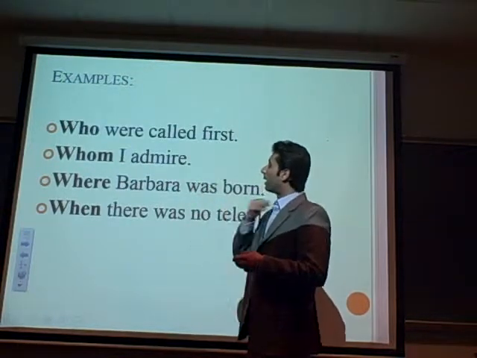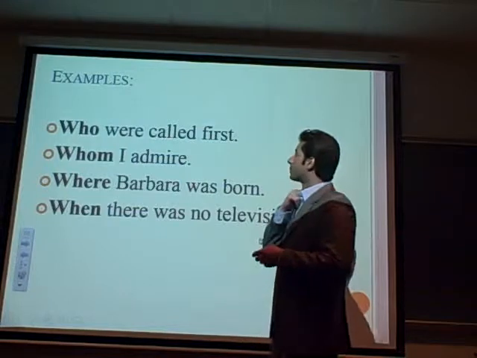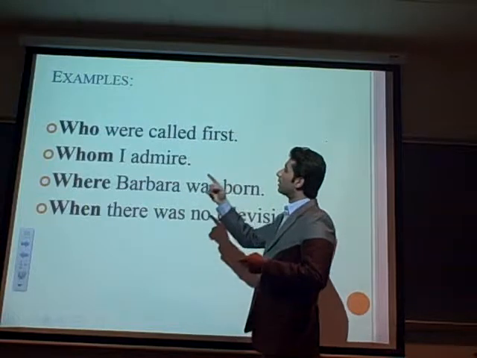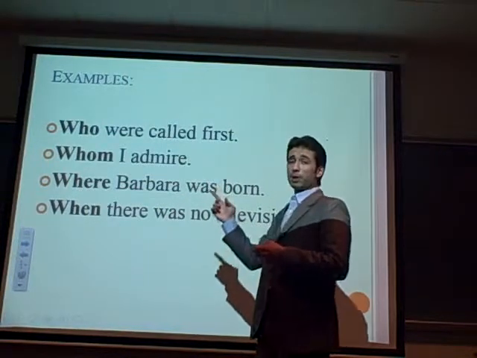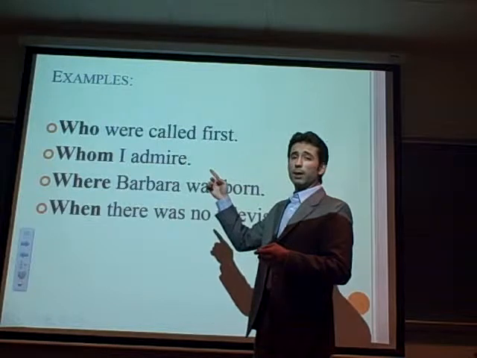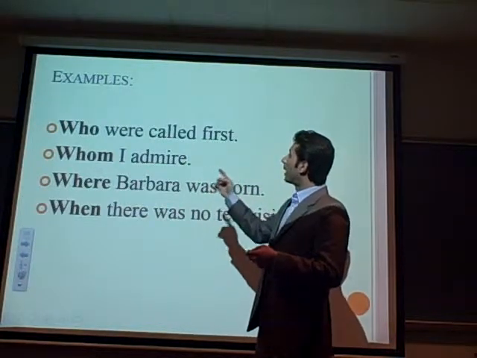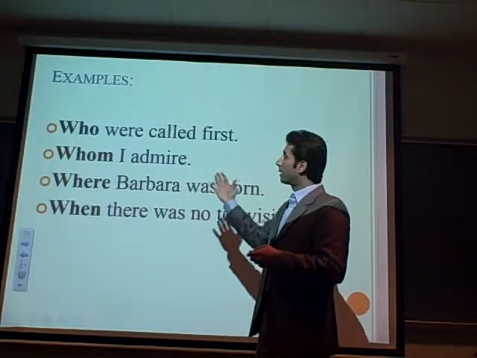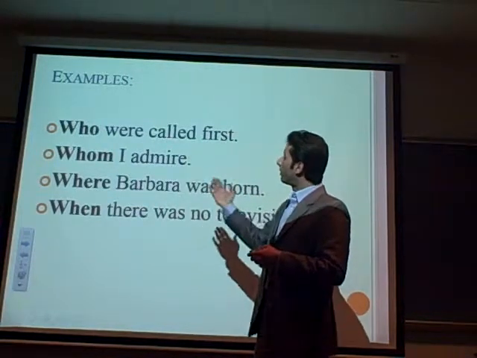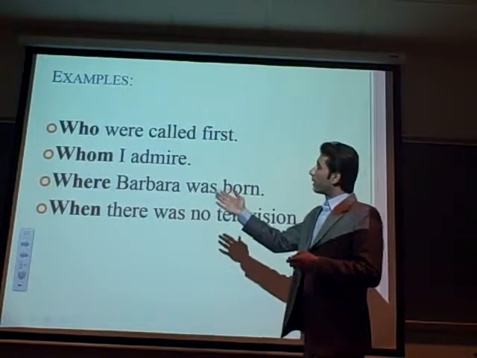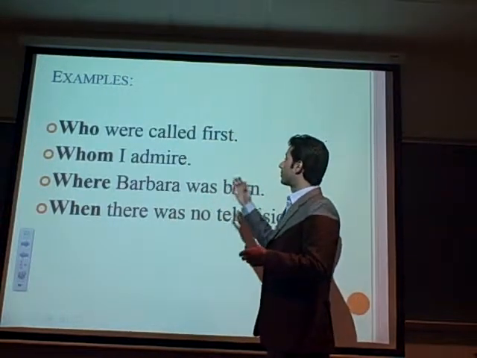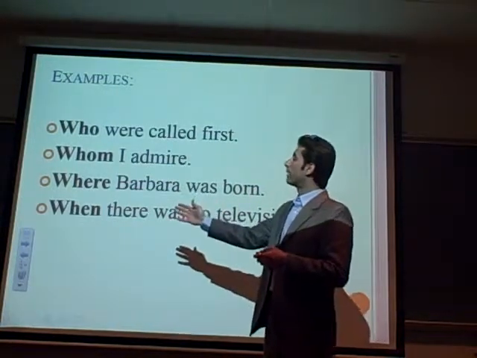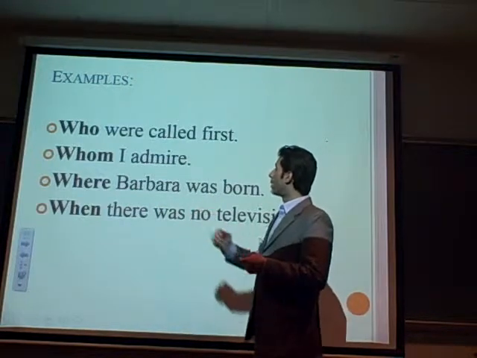For example, I gave four examples, two that start with relative pronouns and two that start with relative adverbs. So here we have who were called first. Who is the subject in this case, and were is the verb. Whom I admire: whom is a relative pronoun, then I is the subject, then admire is the verb. Where Barbara was born: where is the relative adverb, Barbara is the subject, was is the verb. When there was no television: when is the relative adverb, there is the subject, was is the verb.